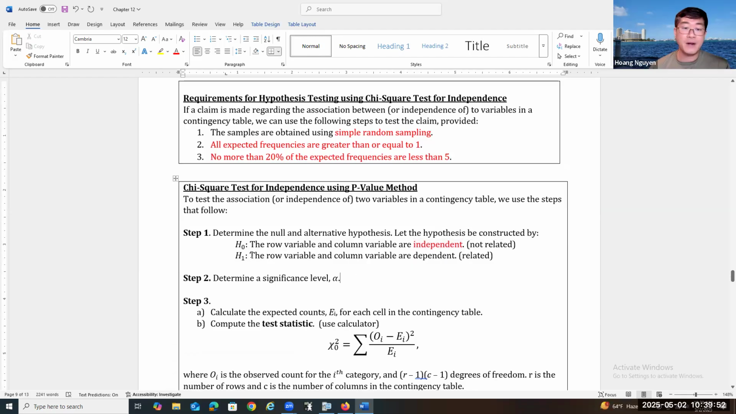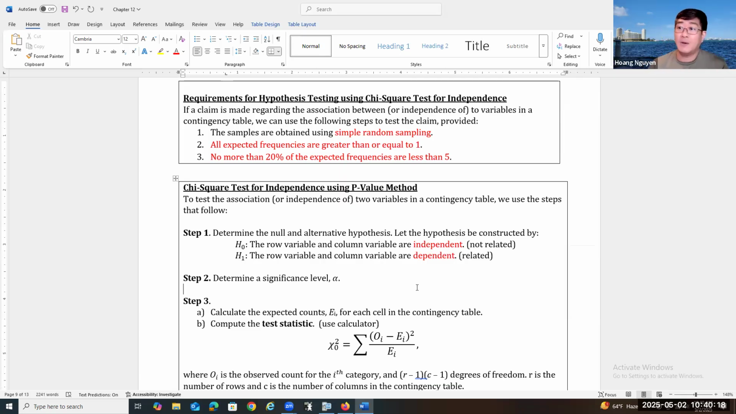For the alternative hypothesis, we're going to say that the row variables and the column variables are dependent. Okay, so it's going to be dependent, or they are somehow related. So that's going to be step number 1, determine the null and alternative hypothesis. Null hypothesis: the two variables are independent. The alternative hypothesis: the two variables are dependent.